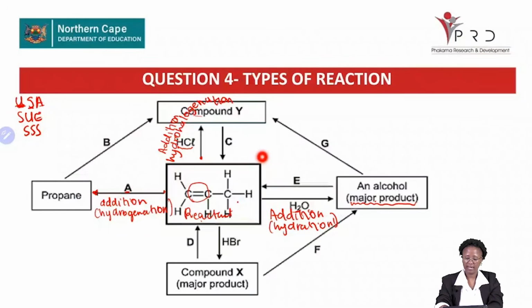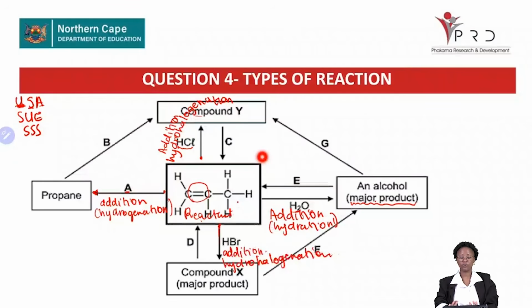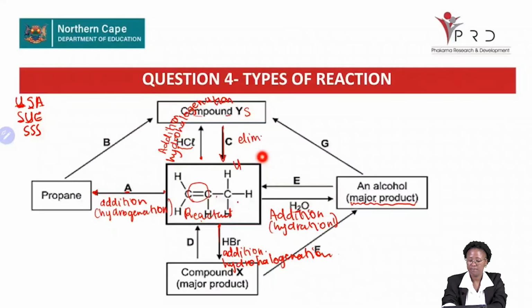All right, and then the other one will be this one. This one, HBr. Again, this will be addition. What type of addition? It's hydrohalogenation. D is hydrohalogenation also. All right, I hope we are okay. We have exhausted all of them. Then we can look at the ones that are going in the opposite direction. So now we are moving from compound Y, which is saturated, to this one, which now becomes unsaturated. So saturated to unsaturated is elimination. We have eliminated, right?